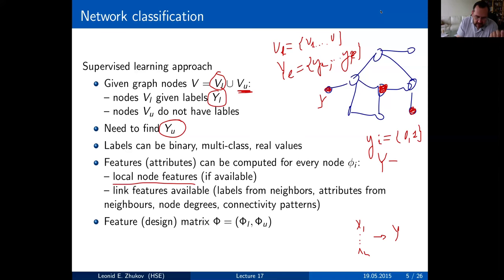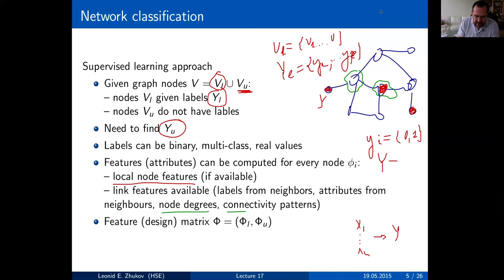For example, a feature could be the node degree. If you can show that nodes with degree 3 always carry the color red, so the degrees are correlated with the label, then the degree of the node is a feature. But the node degree is a feature that is available only from the graph. So these are graph features.